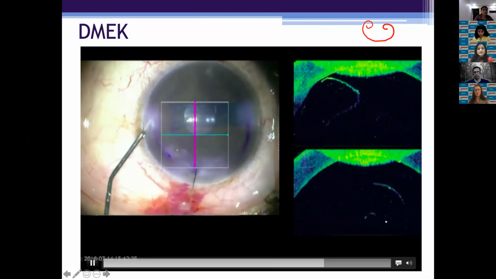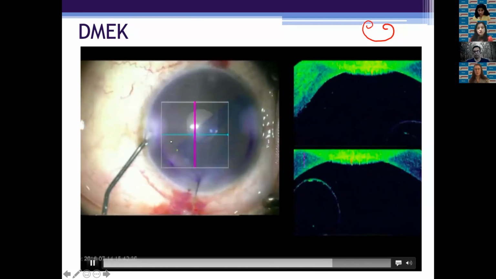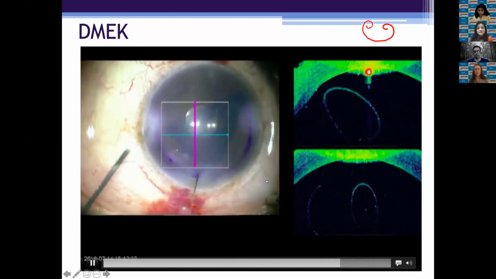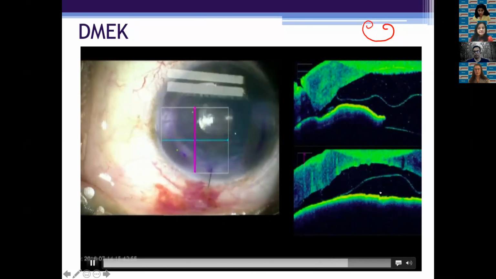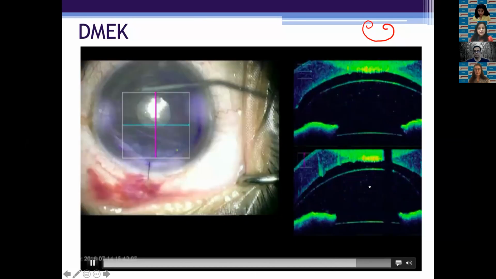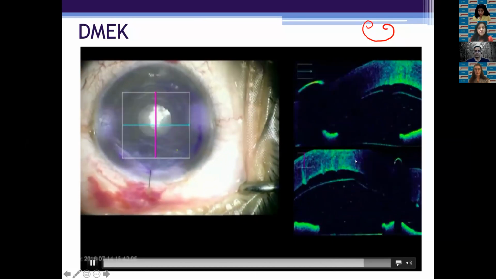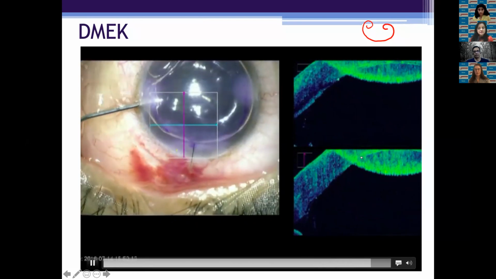You can make out that it is upside down. So you have to give a squirt of fluid there to make it the correct side up. And now you know that it is the correct side up. And there is a gap which is present between the Descemet's membrane and the overlying stroma.